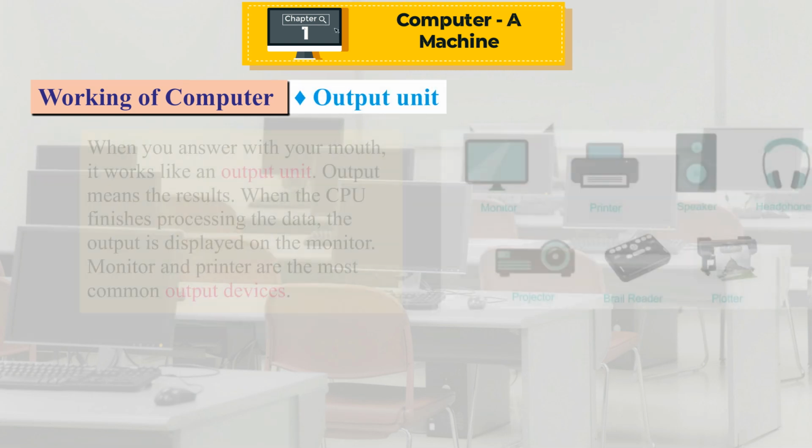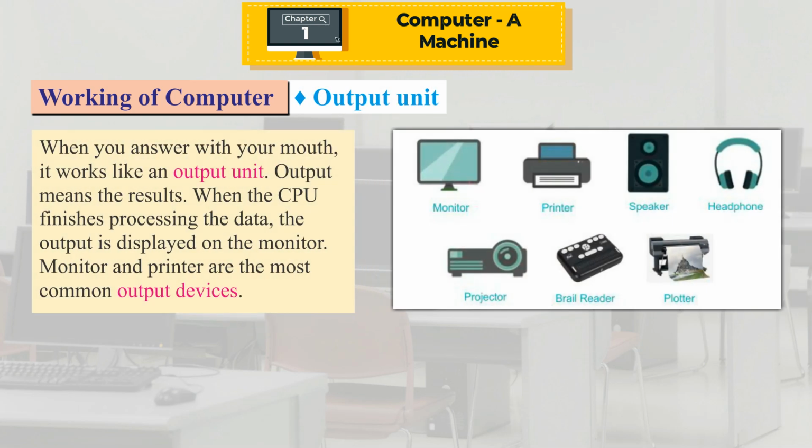Output unit: when you answer with your mouth, it works like an output unit. Output means the results. When the CPU finishes processing the data, the output is displayed on the monitor. Monitor and printer are the most common output devices.